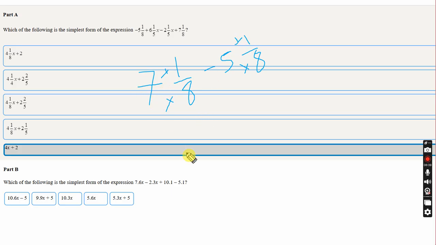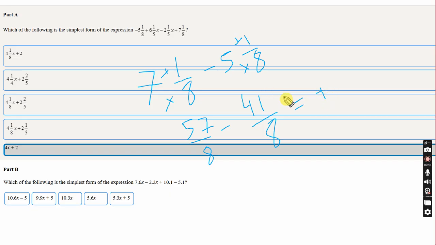So 8 times 7 is 56, plus 1, 57. 57 over 8. And then minus, 8 times 5 is 40, 41 over 8. Right? So now again, check this: which number is larger? 57. What sign does it have next to it? Positive. So the answer will also be positive. So just write a positive sign in here.